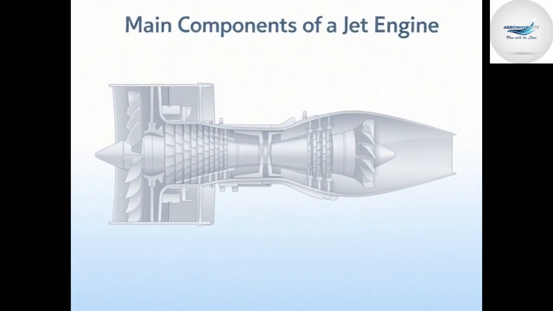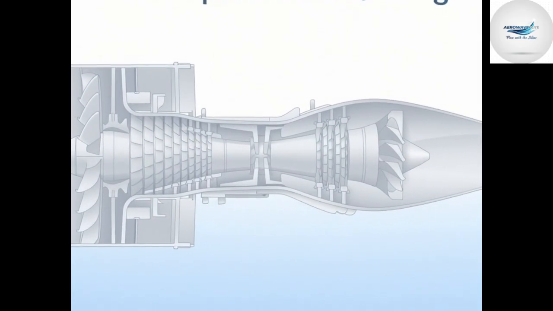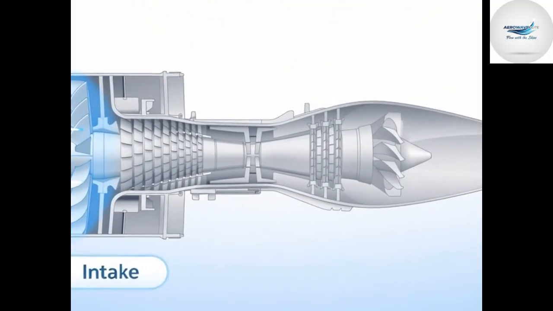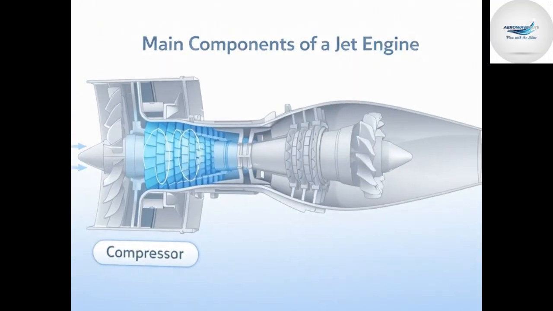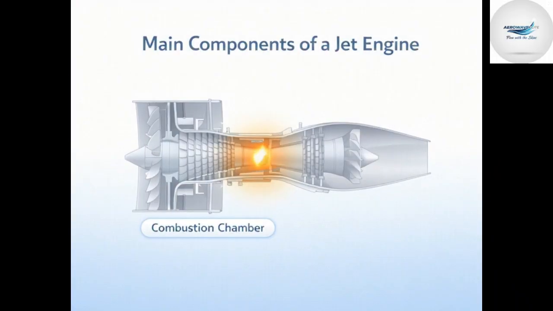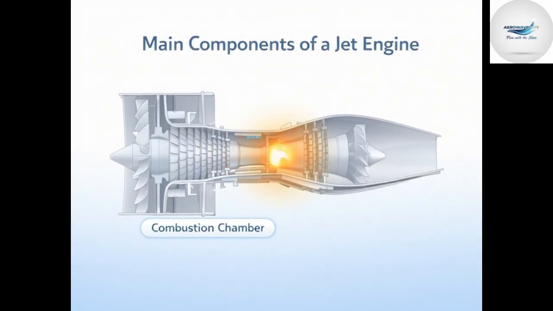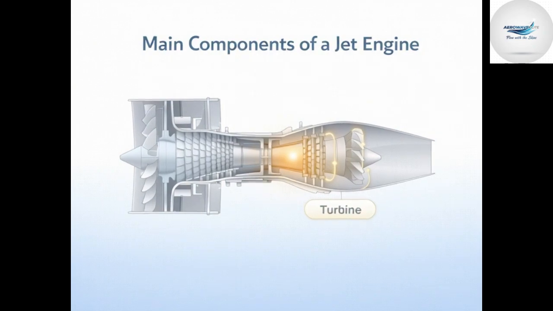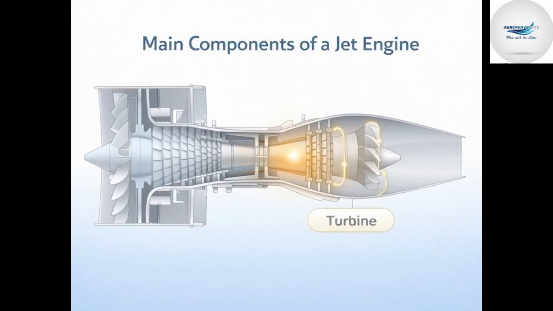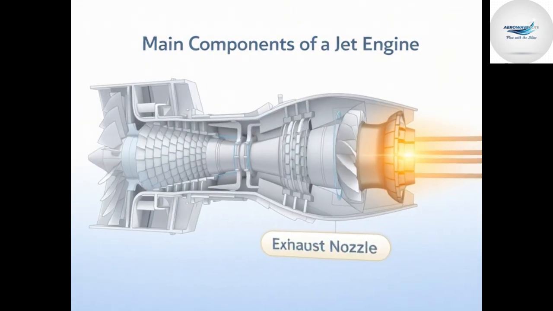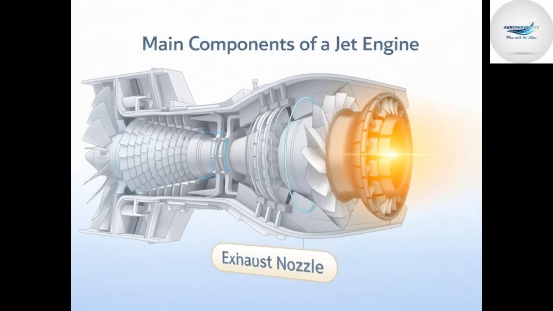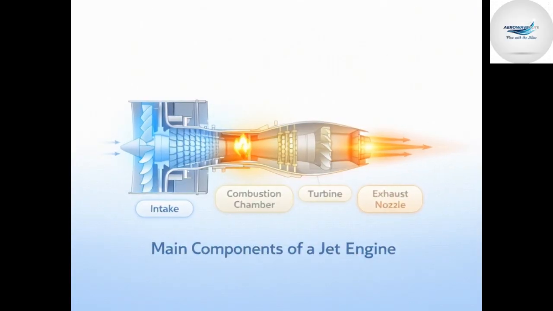A basic jet engine has 5 main sections. First, the intake. Second, the compressor. Third is the combustion chamber. Fourth is the turbine section. Fifth is the exhaust nozzle. So, these are the main components of a jet engine.